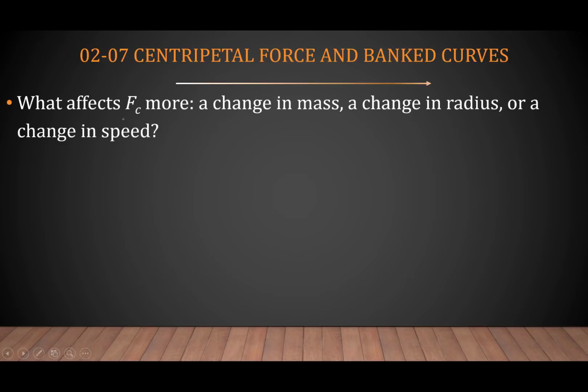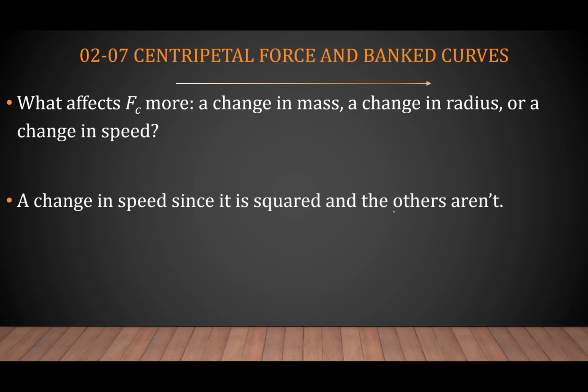So what affects our centripetal force more? A change in mass, a change in radius, or a change in speed? Think about that one for a second. It's going to be a change in speed, since from our equation, centripetal force equals mv squared over r. Velocity is squared, so a change in speed will be more of an effect than a change in mass, which is not squared, and radius, which is not squared.